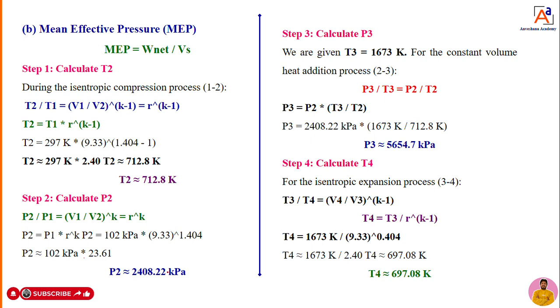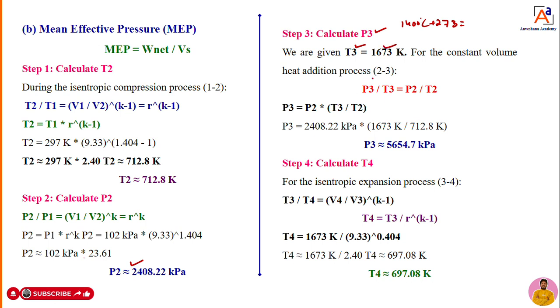Okay, fine. Now we have calculated P2. Now I will move towards the next. I will try to calculate P3 and T3. In the problem itself, the maximum cycle temperature has been given, 1400 degrees Celsius. We have converted that degree Celsius into Kelvin by adding 273, that is 1673 Kelvin.